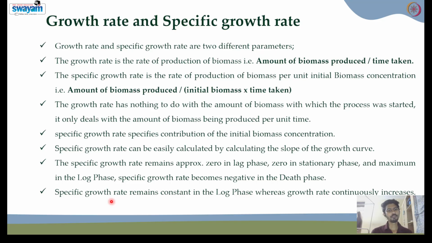Okay, so this is regarding the concept of growth rate and specific growth rate. The growth rate is nothing but the amount of biomass that is produced per time taken. So at a particular time, what is the change in the cell concentration? Whereas with specific growth rate, the amount of biomass produced is compared and the initial biomass is considered as well. This is the main key difference between the growth rate and specific growth rate, and it is very important for microorganism growth.